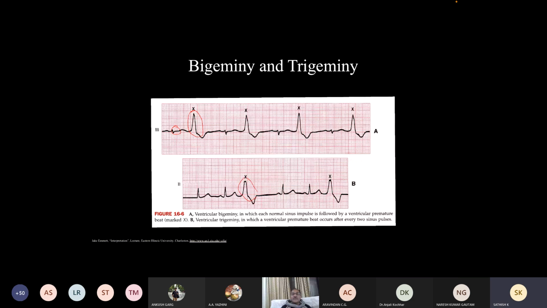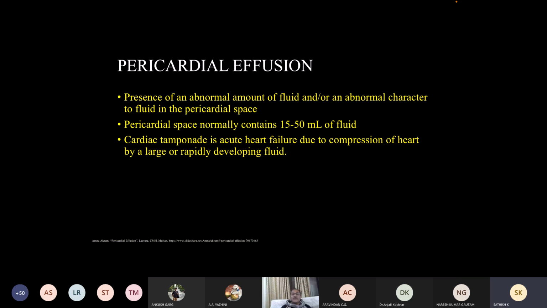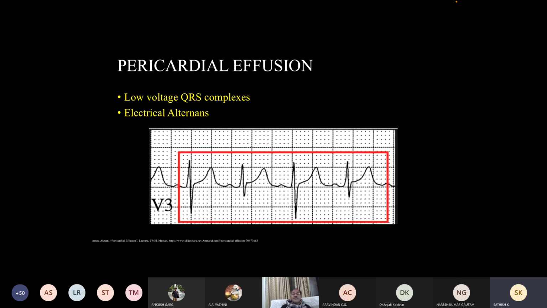Then coming on to pericardial disease and pulmonary disease. In pericardial disease, the two main conditions are pericardial effusion and pericarditis. In pericardial effusion, fluid accumulates between the visceral and the parietal pericardium. The pericardial space normally contains 15 to 50 ml of fluid. In cardiac tamponade, like in aortic dissection, a larger amount of blood collects in the pericardium, which can compromise the contraction of the heart. In pericardial effusion, you can see low voltage complexes because the fluid accumulated in the pericardium obstructs the contraction of the heart.